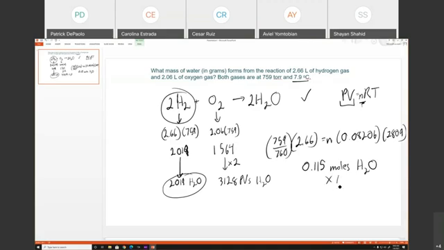All right, if that's the case, we are looking for the mass of water. So we multiply this by 18, and we end up with 2.069. For sig figs, we're using 3 sig figs, or technically 2 sig figs here, but it doesn't really matter. 2.07 is also an acceptable answer. This is going to be grams. That's going to be how much water you get.